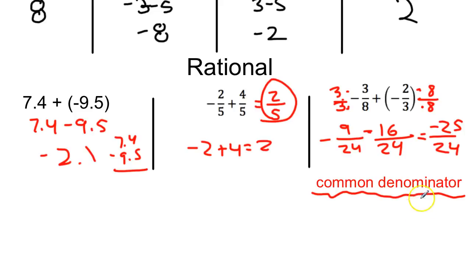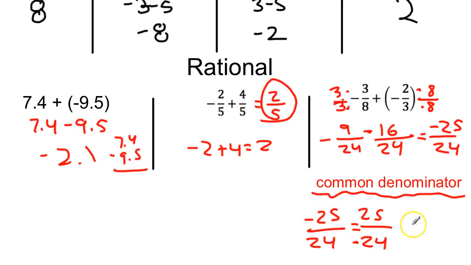And I just want to show you one thing about this answer. You might see it written different ways. We just wrote negative 25 over 24. That is the same as 25 over negative 24. So you could put the negative on the numerator, the negative on the denominator, or sometimes you see the negative written outside the fraction, like that. But these are all the same thing.